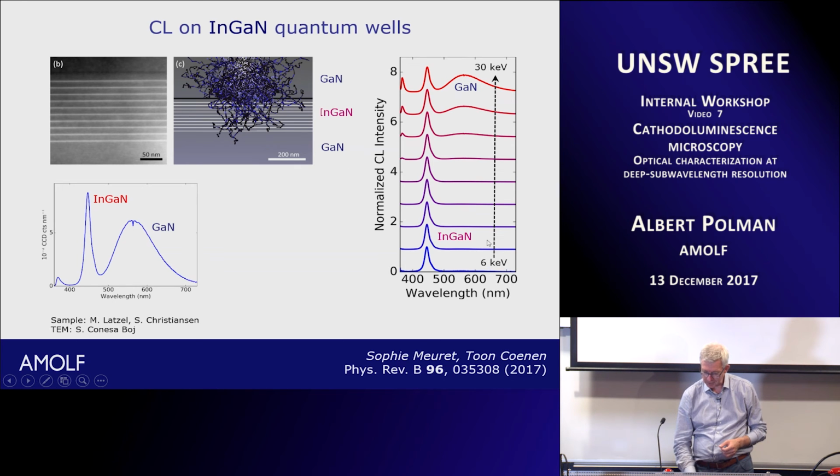But as we increase the electron energy to 30 keV, so that means the electrons come from the top and penetrate deep into the substrate, we also get the cathodoluminescence from the substrate, and that's this yellow band of gallium nitride. So this already tells you, if you vary the electron energy, you become sensitive to either the surface, if you take low energy electrons, or if you want to look in the depth, you increase the energy of the electrons.